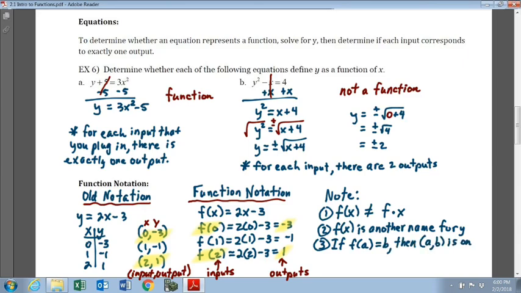Another thing we talked about is if f of a equals b, then (a, b) is on the graph of f. It's really important that you understand this. Anytime you have f of some input equals an output, you also know a point on the graph of the function. And finally, just to keep things clear, we tend to use f, g, and h when we're doing function stuff, so that way we're not confused with the notation, and when we're dealing with functions and when we're not.